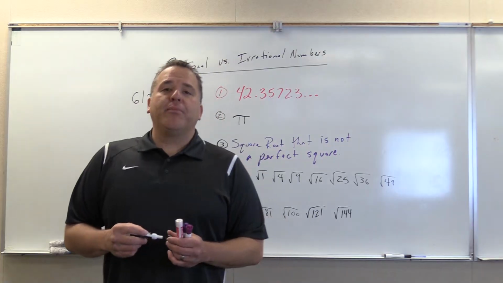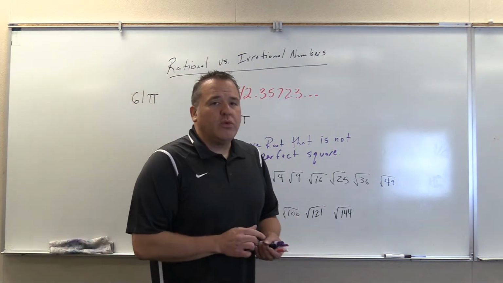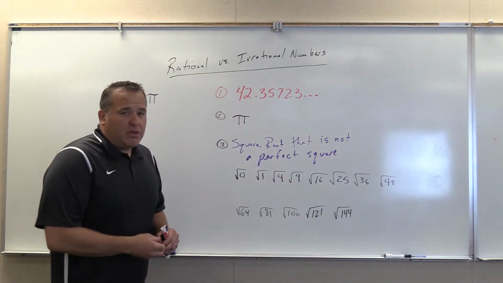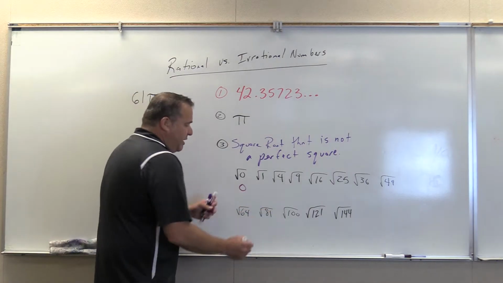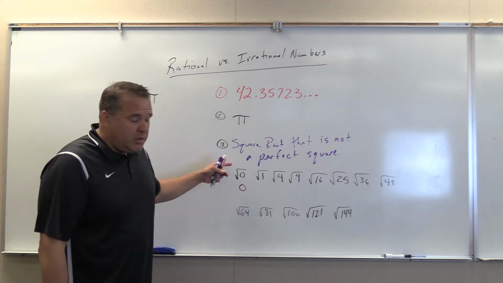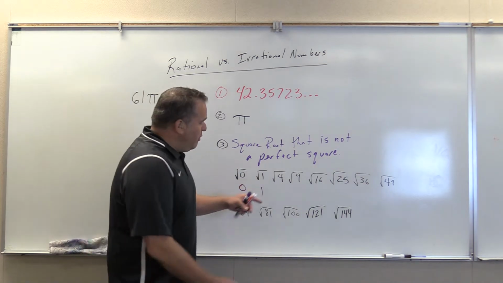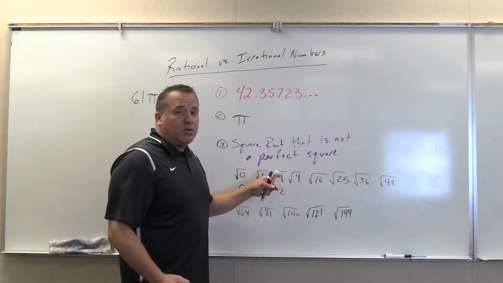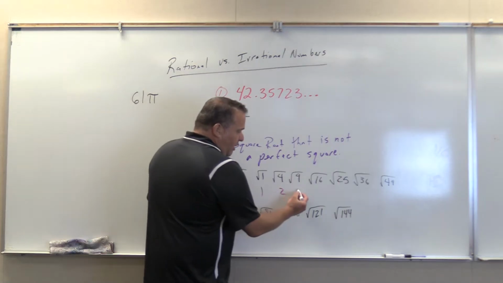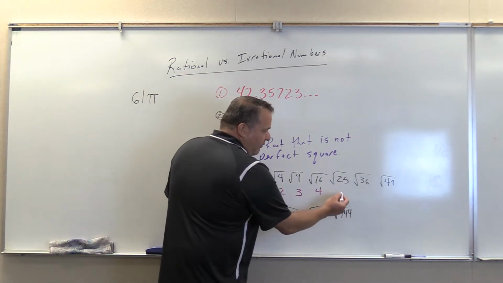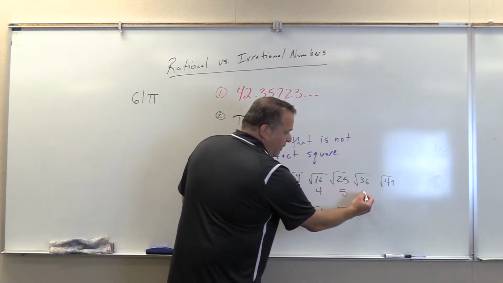The reason why they're perfect squares is because we can square root all of them. See, the square root of 0 is 0 because 0 times 0 is 0. The square root of 1 is 1 because 1 times 1 is 1. The square root of 4 is 2 because 2 times 2 is 4. And so on. 3 times 3 is 9. 4 times 4 is 16. 5 times 5 is 25.